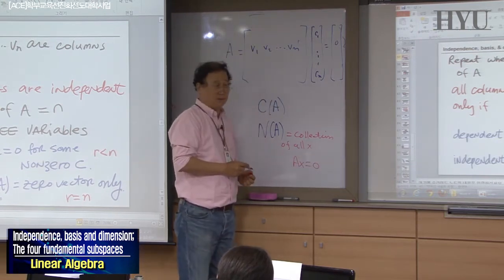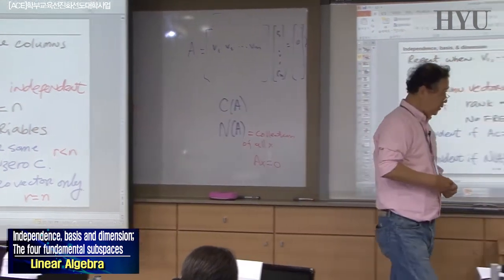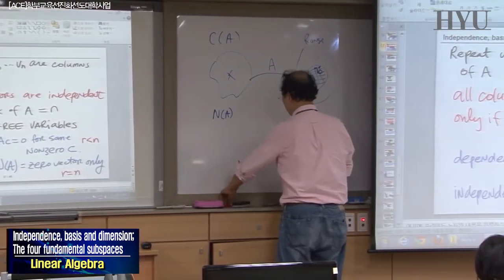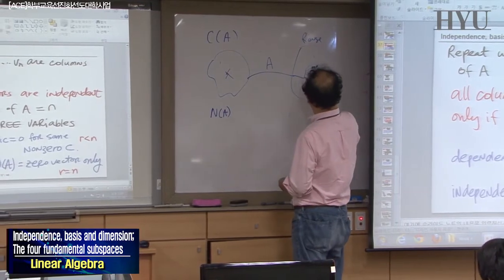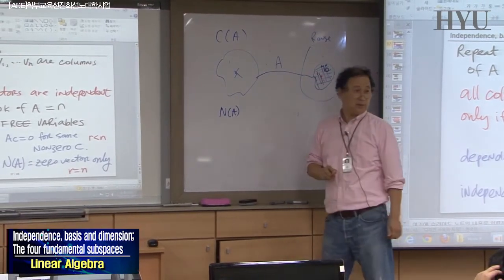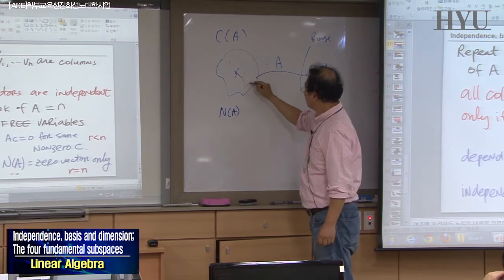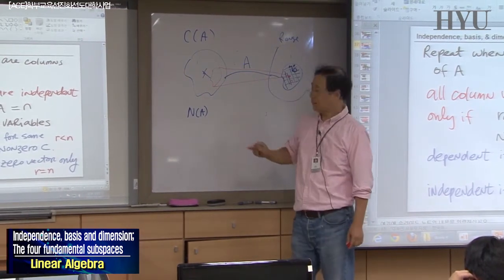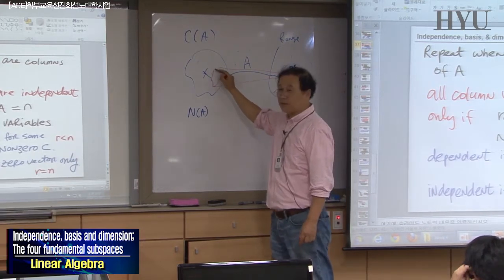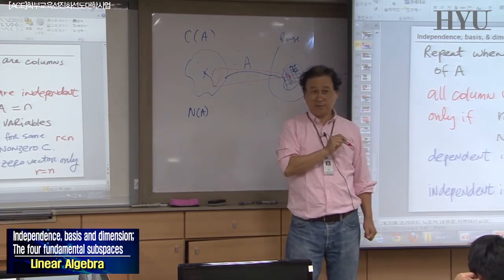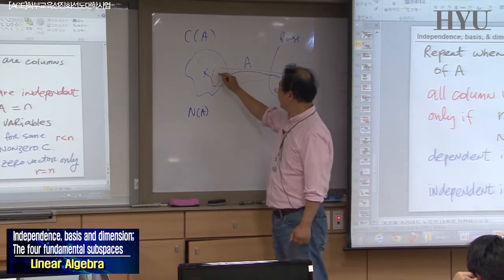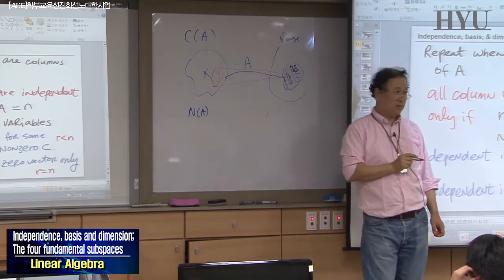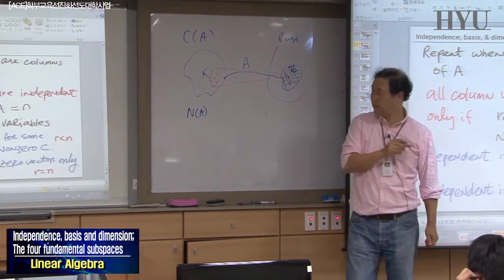So it means, in this case, this is the point, the 0 vector. Whatever set you start from, everything just maps to this 0. The space of such x is the null space. Whatever value you map here, they always map to this 0 vector. That's the null space. Okay?